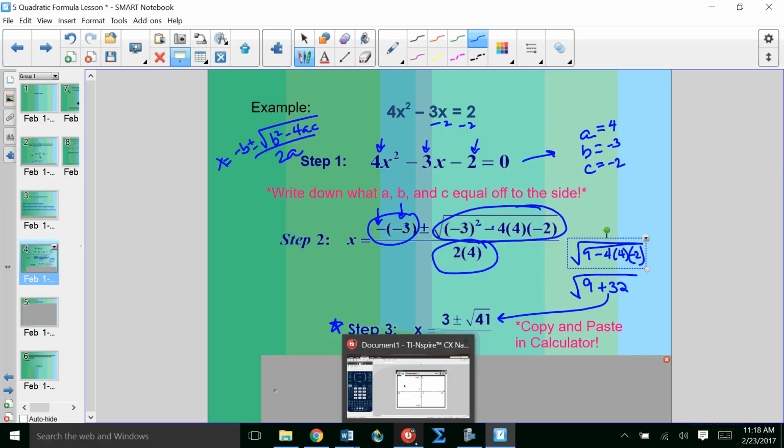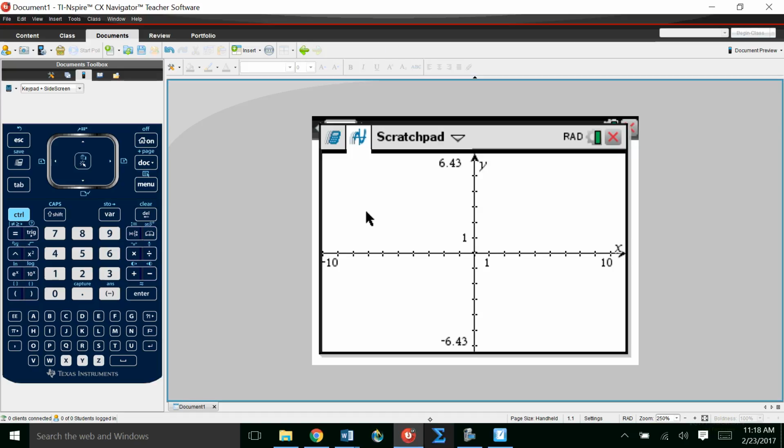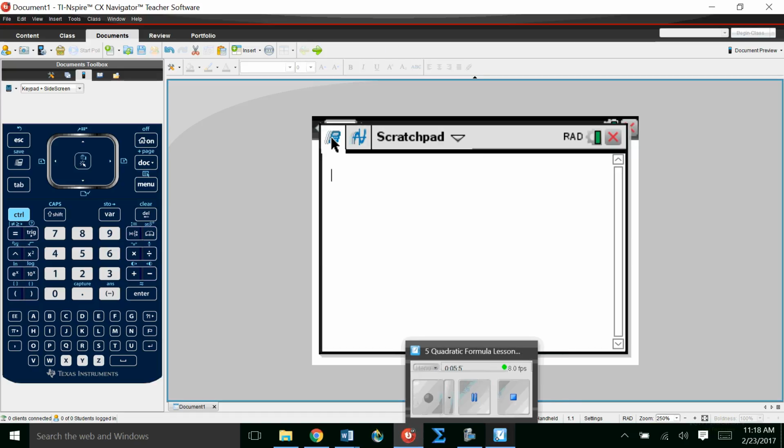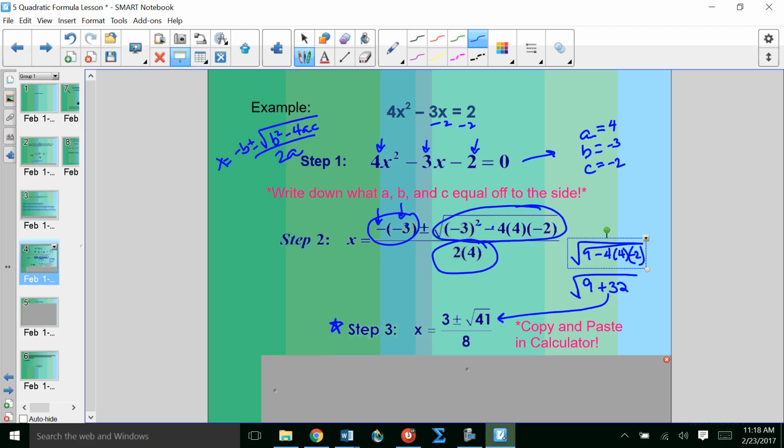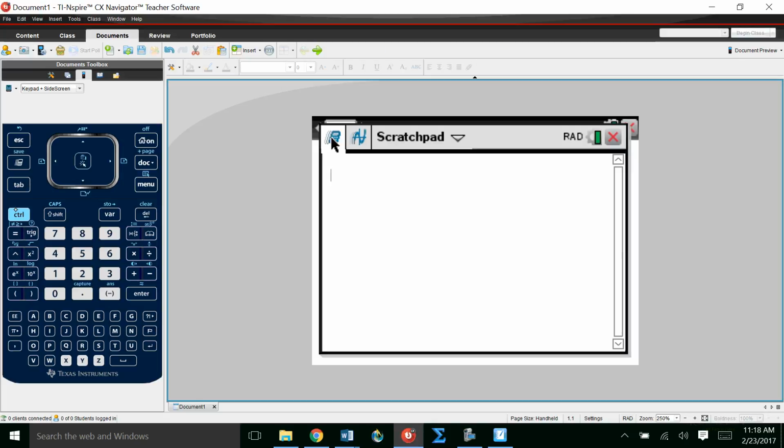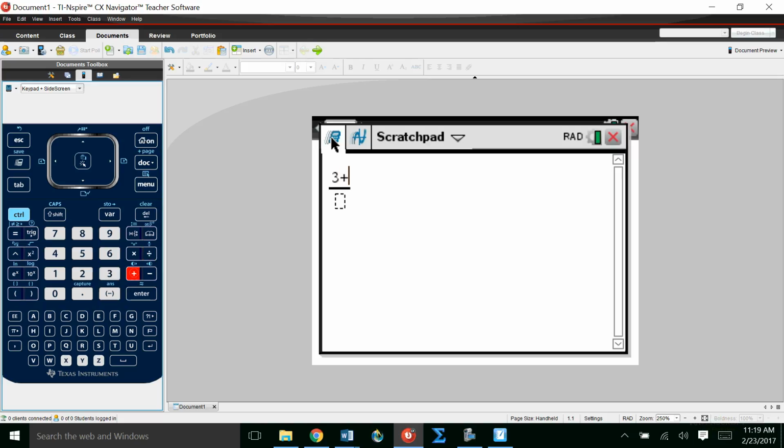So let's hop over to our calculator. We've got 3 plus or minus the square root of 41 all over 8. Remember, this is going to give us our two roots. One time we'll be adding, and the second time to get the other root we'll be subtracting. So I'm going to use my division symbol, control division, and then type my 3 plus the square root of 41, all over 8, arrow out, and hit enter.